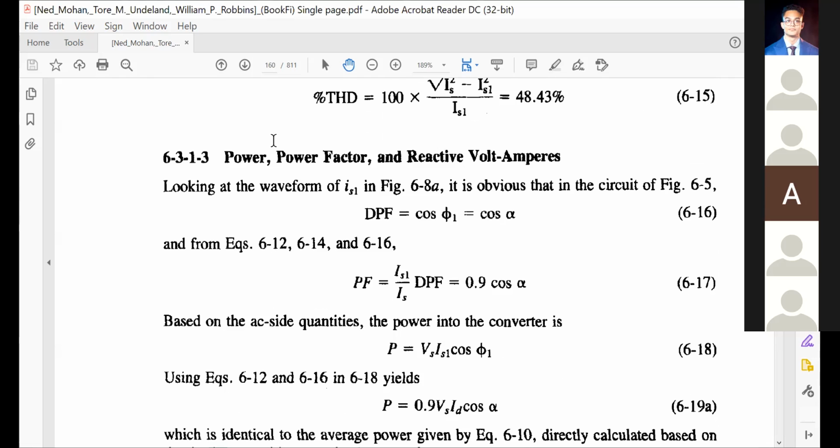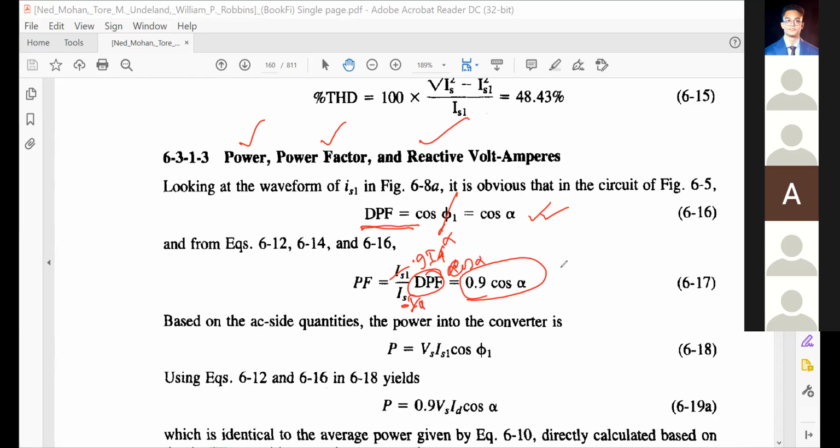Now 6.1.3. So power factor, reactive volt ampere. The displacement power factor we already know is cosine of phi, right? We have defined it, and this phi is alpha. Then power factor will be defined by IS1 by IS. So IS1 is equal to 0.9 ID, and IS equal to ID. So ID cancels, and this is already cosine of alpha. So we are getting power factor as 0.9 cosine alpha.